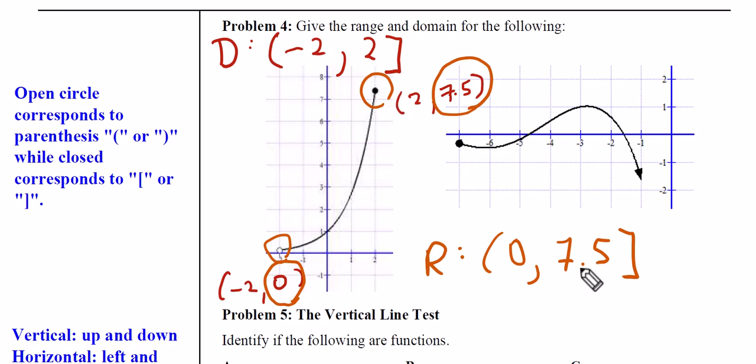Now, this includes everything in between. So notice these two points are connected. If I happen to just have two separate points and nothing in between, then, for example, it would have an "and" in between. So if all I had was just this point and nothing else in between, the range, for example, would be 0 and 7.5. But we have things in between.